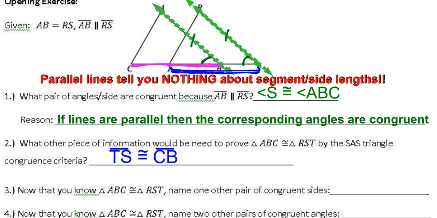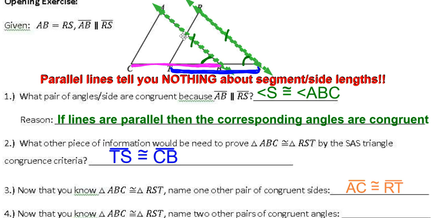So let's pretend we know those two sides are congruent, and let's pretend that we have one pair of congruent triangles, two congruent triangles. If we pretend that we have that, now we know that those two triangles are congruent. Name one other pair of congruent sides. We were told at the beginning that AB is congruent to RS. What's another pair of equal sides? So we could say AC is equal to RT.